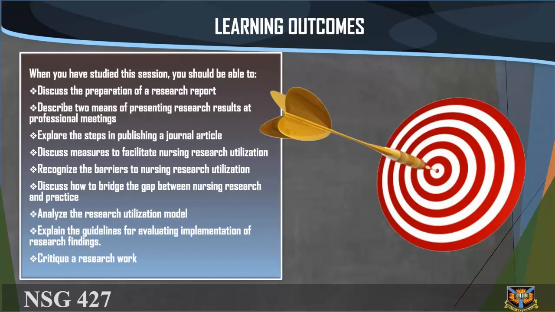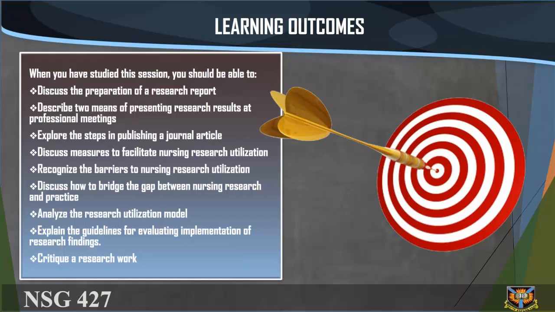When you have studied this session, you should be able to: 1. Discuss the preparation of a research report. 2. Describe two means of presenting research results at professional meetings. 3. Explore the steps in publishing a journal article. 4. Discuss measures to facilitate nursing research utilization. 5. Recognize the barriers of nursing research utilization.